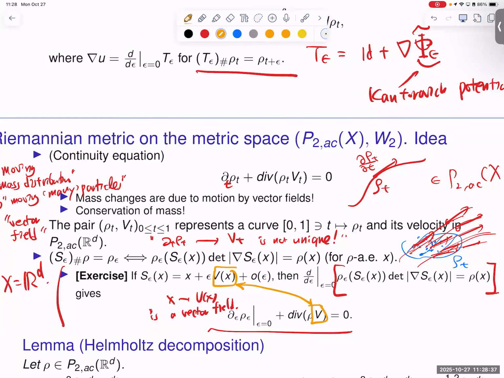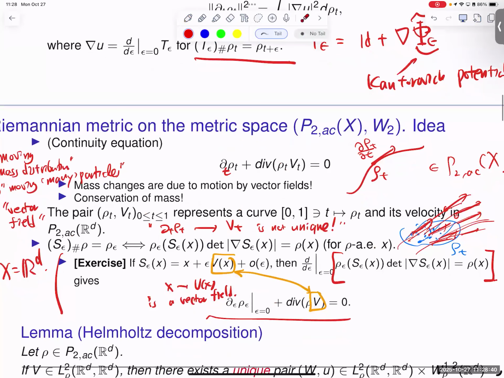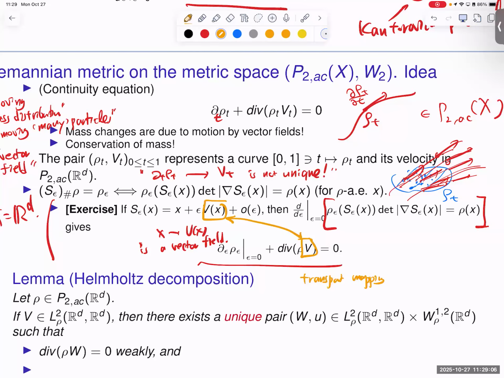So the question is, how can you summarize this kind of exercise? The exercise says that for the transport mapping, if you consider the infinitesimal version of the transport mapping, that is a vector field, right?